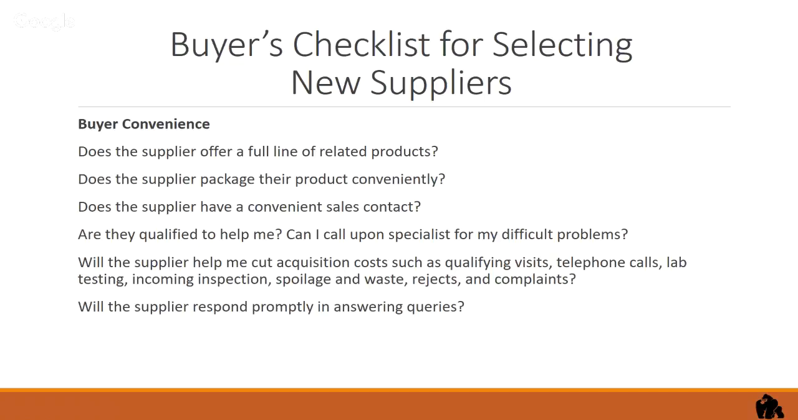Will the supplier help me cut acquisition costs? In other words, the cost of the product during their manufacturing, basically. Are they in a position to actually improve their operations as they move forward and therefore pass on any savings, like we were offered during the week, to us as buyers? And will a supplier respond promptly in answering queries? This is what this whole thing's all been about, really.